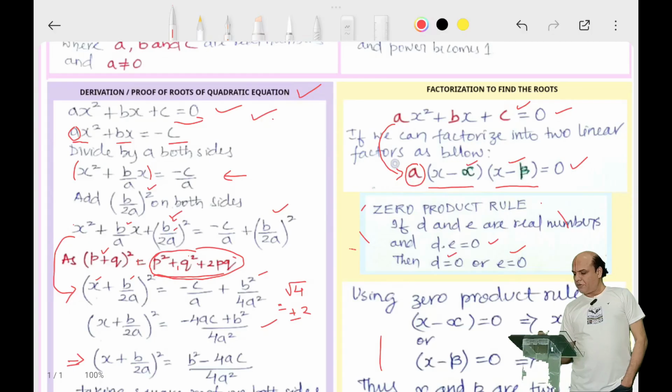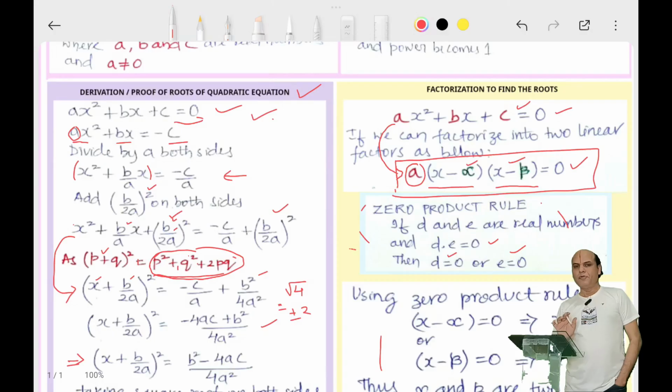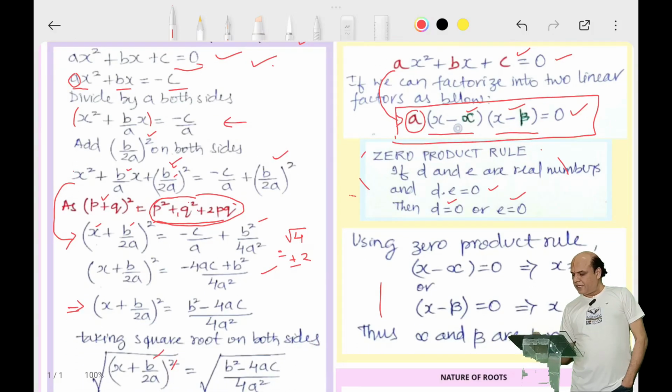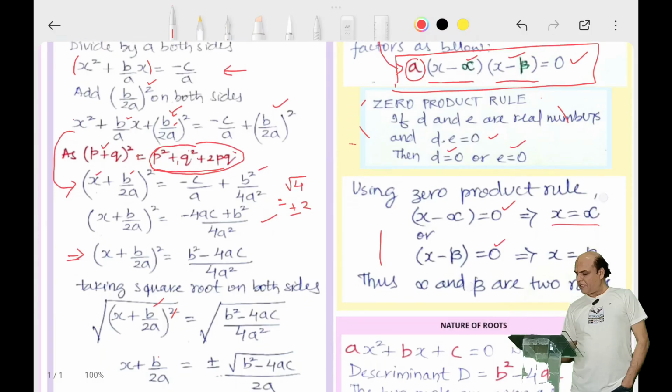So if you are able to reduce the left hand side in this as a product of two linear factors, then your solution would be using the zero product rule. Either x minus alpha is equal to 0 or x minus beta is equal to 0, because the product of both is equal to 0. So either of it should be equal to 0. So if you equate x minus alpha is equal to 0, you get one root as alpha. If you take x minus beta is equal to 0, you get another root as beta. So these are the two roots.